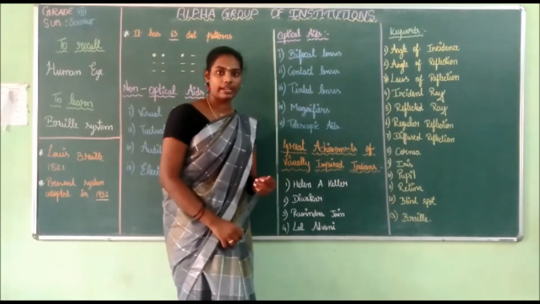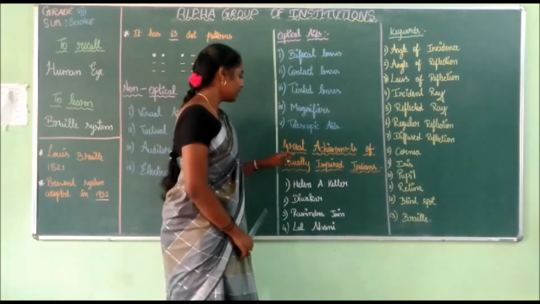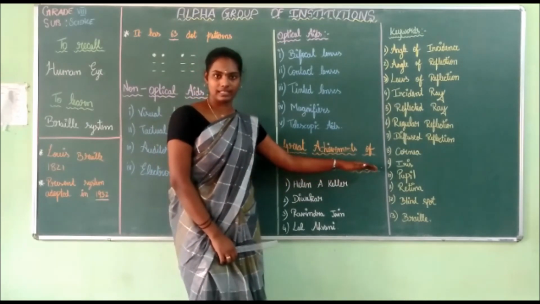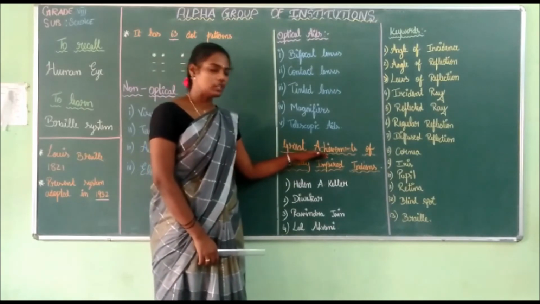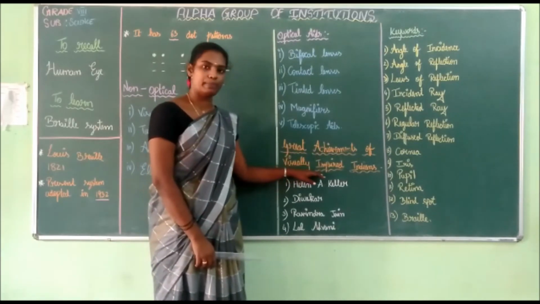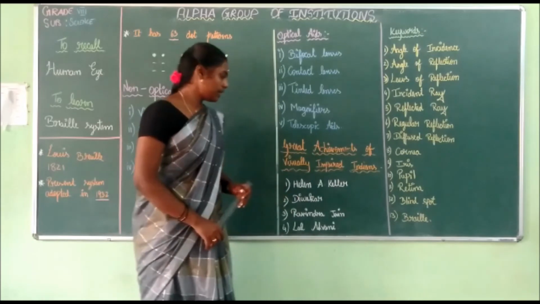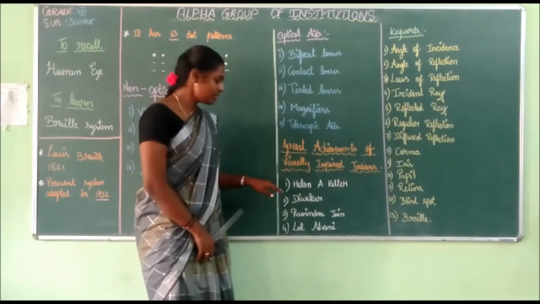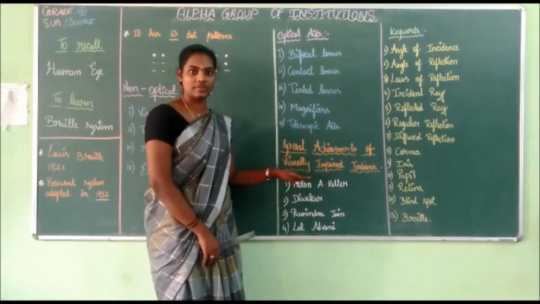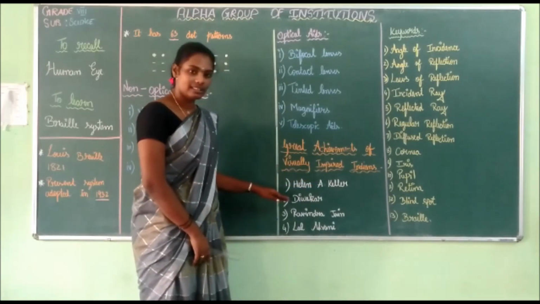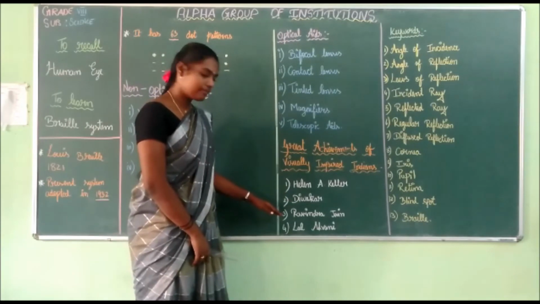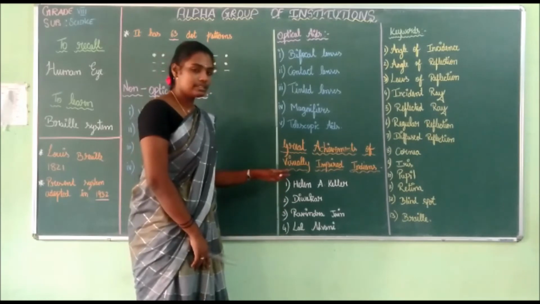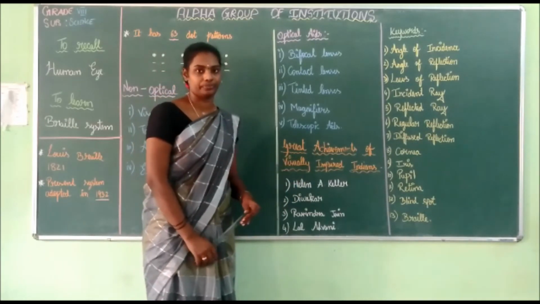The final topic in this lesson is great achievements of visually impaired Indians. Okay, let us discuss one by one. The first achiever is Helen Keller, and then Divaka, and then Ravi, and finally Advani. Okay, let us discuss one by one.